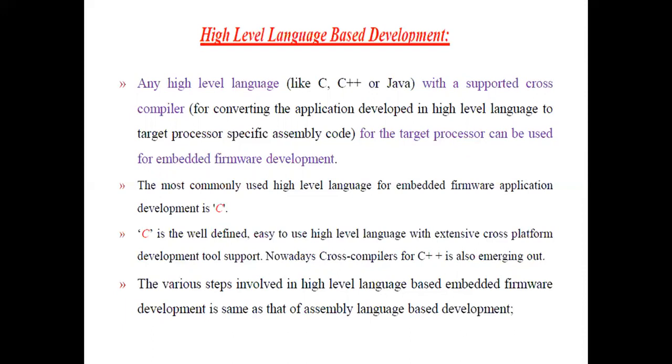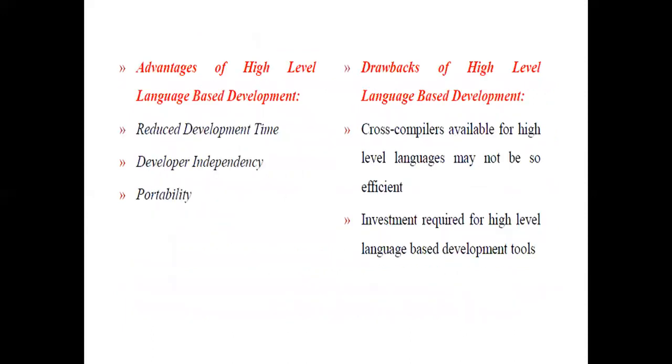The various steps involved in high-level language-based embedded firmware development are the same as those of assembly language-based development, except that the conversion of the source file written in high-level language to an object file is done by a cross-compiler, whereas in assembly language-based development, it is carried out by an assembler. Next we're going to see the advantages and drawbacks of high-level language-based development. The advantages are reduced development time, developer independence, and portability, whereas the drawbacks are that the cross compiler available for a high level language may not be used so efficiently, and investment is required for high level language based development tools.